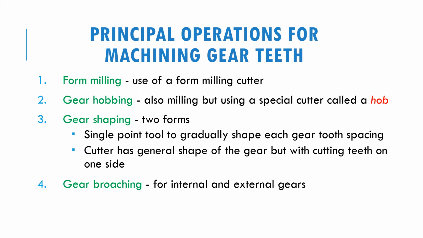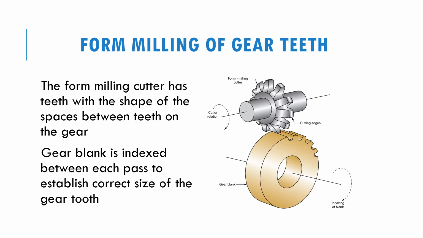And then gear shaping, in two forms. One is a single point tool and the other is a cutter that has the general shape of the gear but with cutting teeth on one side. And the last one is gear broaching for internal and external gears. Now let us see form milling for gear teeth. In this process, the tool is designed as the inverse of the shape of the gear.